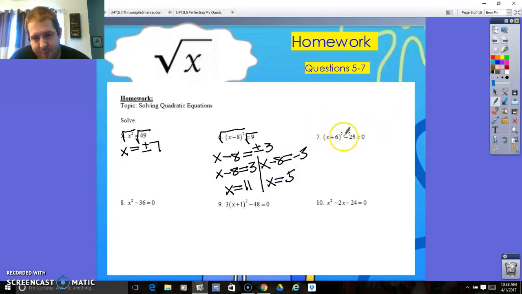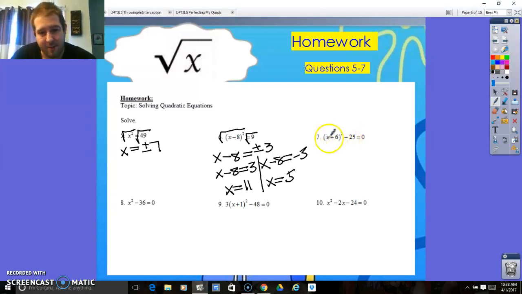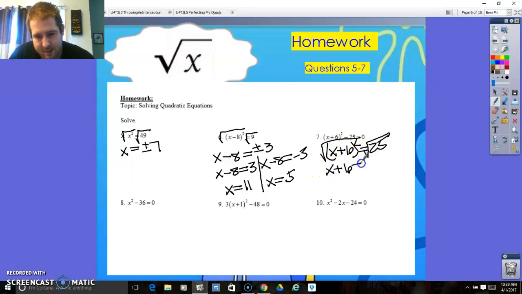Question number 7. First thing I want to do is make the left-hand side a perfect square. In order to do that, I've got to get rid of that minus 25 by adding 25 to both sides. So that's going to give me x plus 6 squared equals 25. Take the square root of both sides. x plus 6 equals both positive and negative 5.